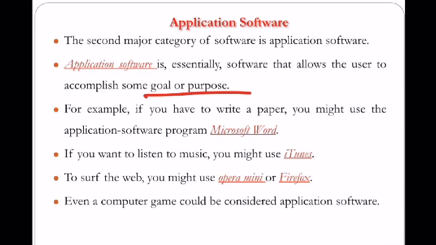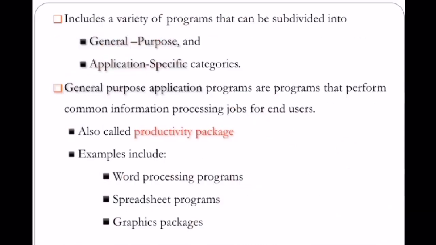For example, if you have to write a paper, you might use an application software program, Microsoft software. If you want to listen to music, we need iTunes. If you want to surf the web, we need Opera Mini or Firefox. Even a computer game could be considered application software. So such types of software, we call application software.